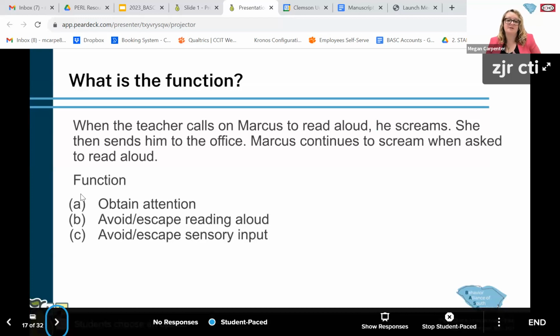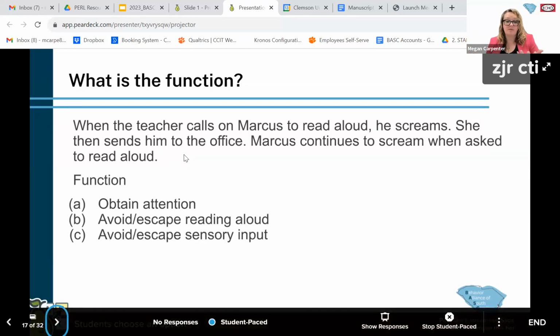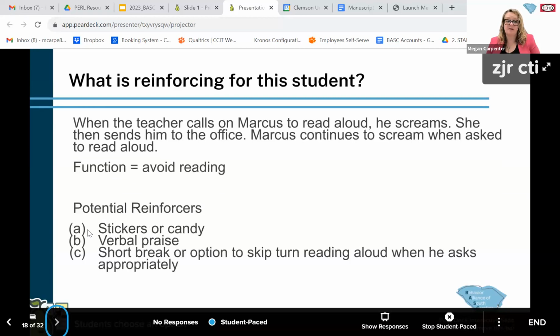So let's think of some other situations on how we can match the reinforcement to the function. Here in this example, a teacher calls on Marcus to read aloud, he screams, she sends him to the office, he continues to scream and read aloud. So if we think about the function of the behavior that Marcus is displaying, we see that it's to avoid reading tasks.